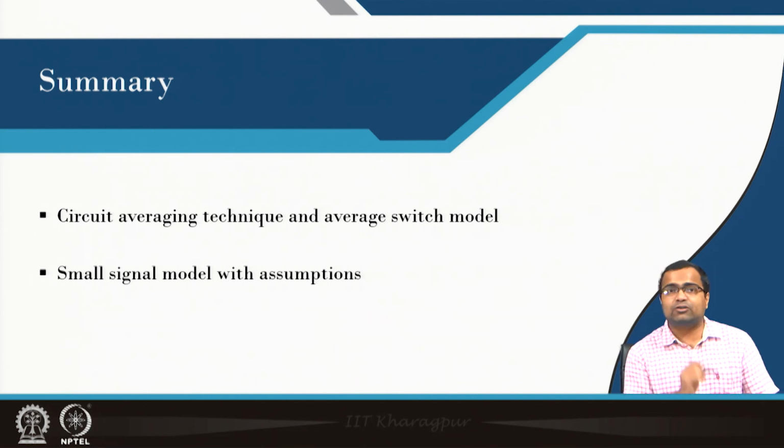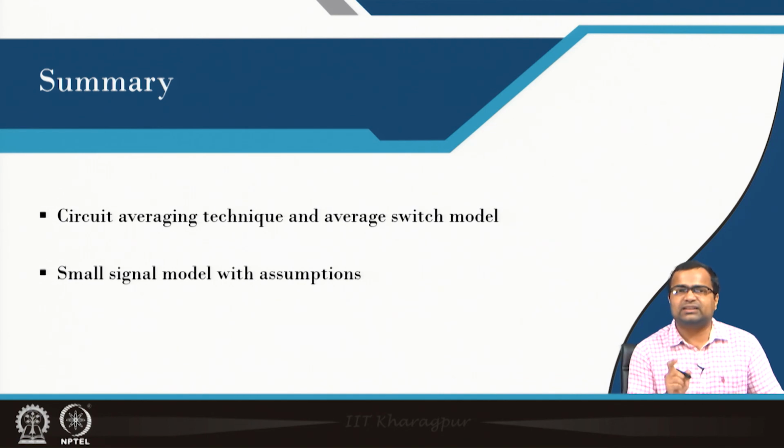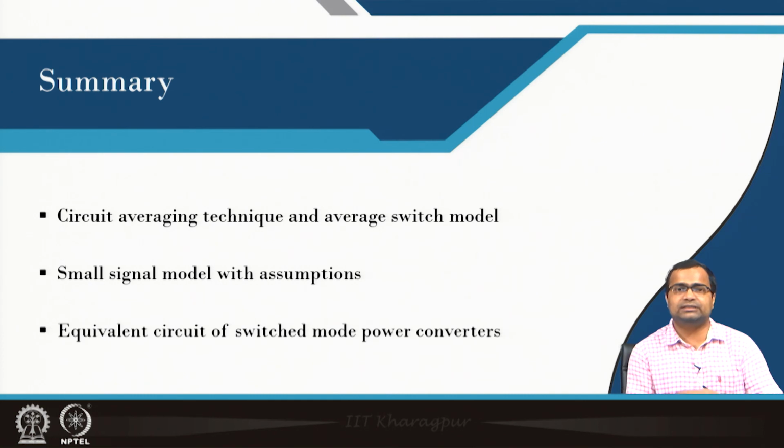Then from that equivalent circuit, we can extract the AC part and the DC part. So we obtain the small signal model with certain assumptions, that means the perturbation magnitude is much smaller than its average quantity, and then we derive the equivalent circuit of the switch mode power converter, and we derive it for the boost as well as the buck boost converter.